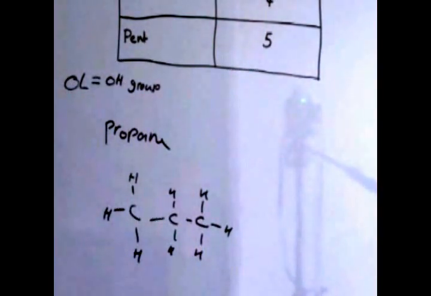Now, when you get onto more complicated carbon chains, such as butane, butene, pentene, that kind of thing, then you'll get what's known as structural isomers. Not to be confused with isotopes, they're completely different things. Structural isomer means it's got the same chemical formula, but a different structure.